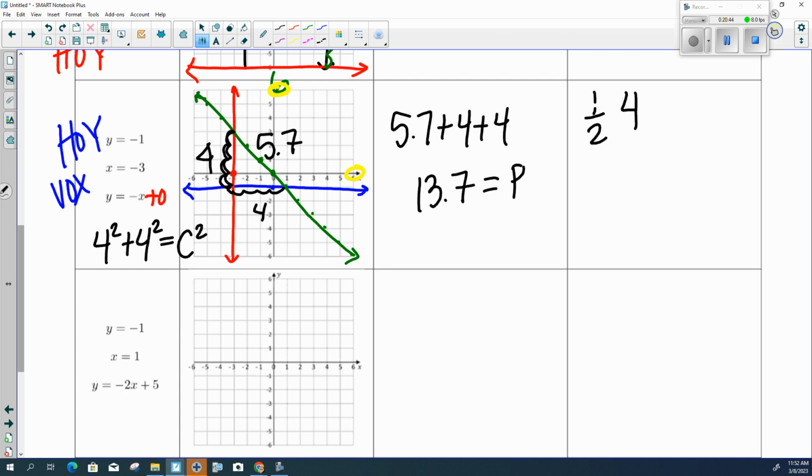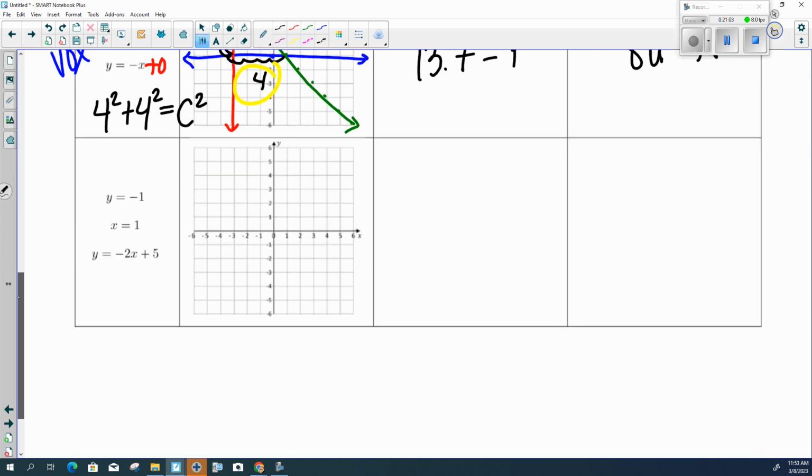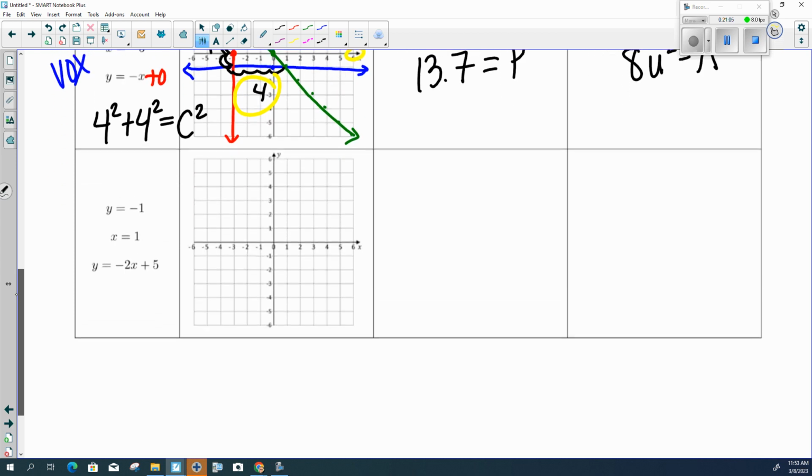1/2 base times height. So 4 times 4 is 16, and half of that is 8. That's my area. Okay, well, hopefully that's not wrong. I had a 3 right here on my notes. I wasn't using a ruler, so it's very likely that I messed up on one of these two.